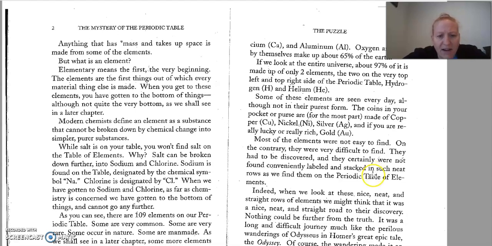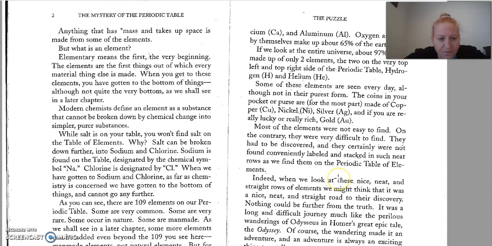Modern chemists define an element as a substance that cannot be broken down by chemical change into simpler, pure substances. While salt is on your table, you won't find salt on the table of elements. Why? Salt can be broken down further into sodium and chlorine. Sodium is found on the table, designated by the chemical symbol Na. Chlorine is designated by Cl. When we have gone to sodium and chlorine, as far as chemistry is concerned, we've gone to the bottom of things and cannot go any further.